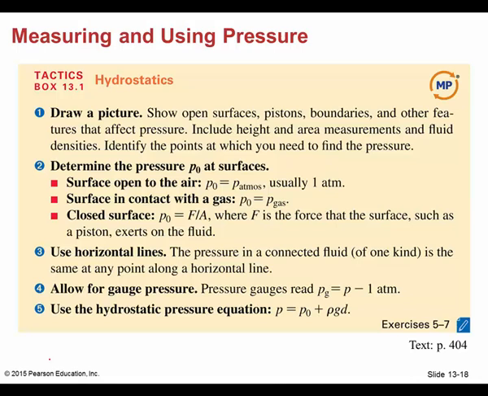Now, hydrostatics. Now, just some basic things to remember when you're measuring and using pressure. Of course, you want to draw a picture. You want to determine the pressure at the surfaces. That's P initial, or P naught, as we say in physics. The closed surface, then look, P naught is equal to the force divided by the area. And then, of course, if we want to know gauge pressure, then the pressure on the gauges would be what? The pressure minus 1 atmosphere, okay? And then hydrostatic pressure, here you go, okay? All right. So it's a useful little table to remember, all right?